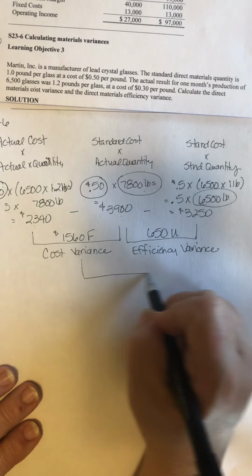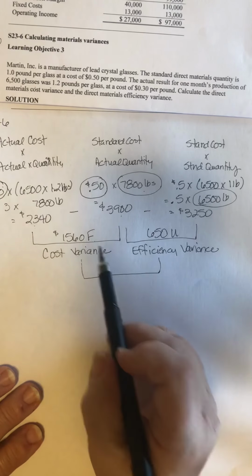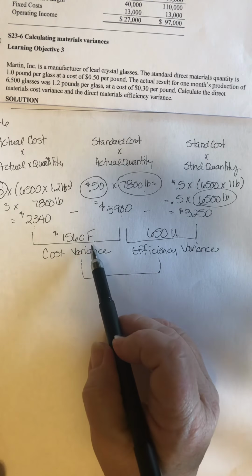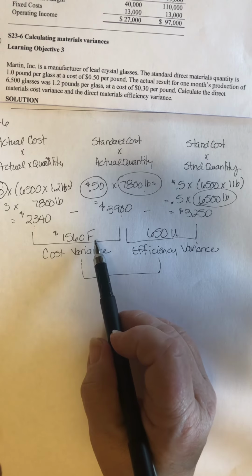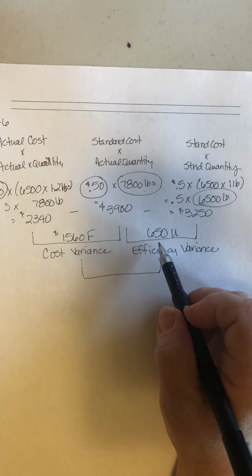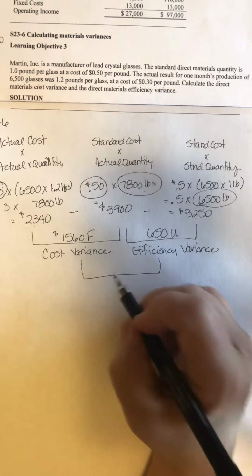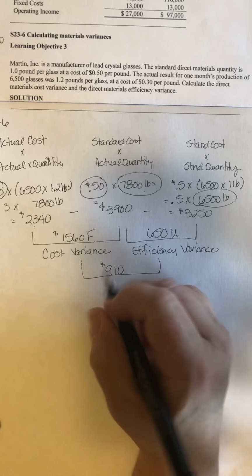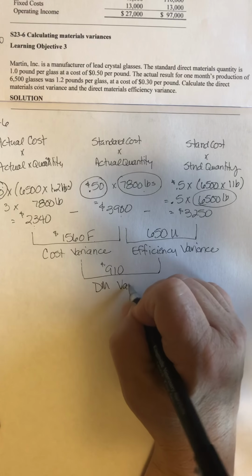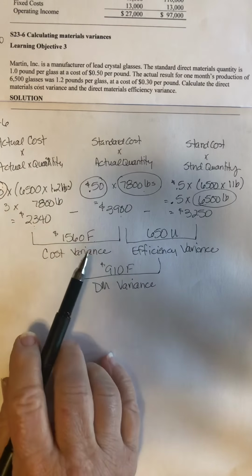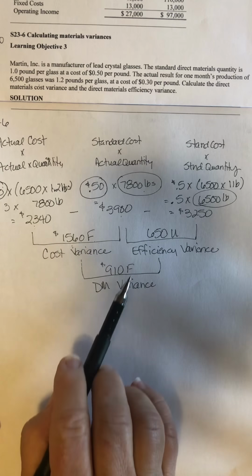All right, and then you combine them. Since these are going opposite directions, you're going to subtract, okay? So I would do the 1,560 minus the 650, and my overall direct material variance would be 910. All right, and this is my direct material variance. And it is favorable because it takes on the characteristic of the bigger number. Okay?